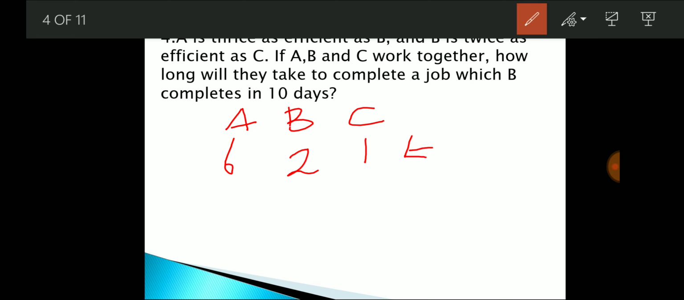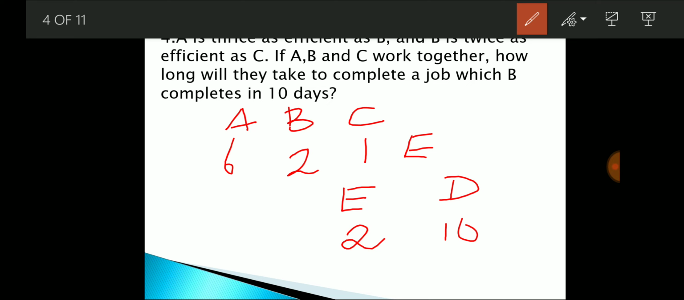So their efficiencies are 6, 2 and 1, and B with the efficiency as 2 takes 10 days. We know this. If 2 is the efficiency, it takes 10 days to finish the work. Then all 3 work.